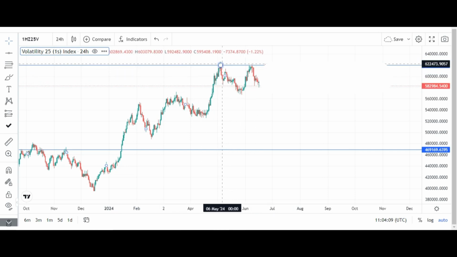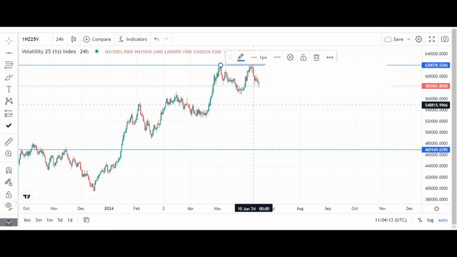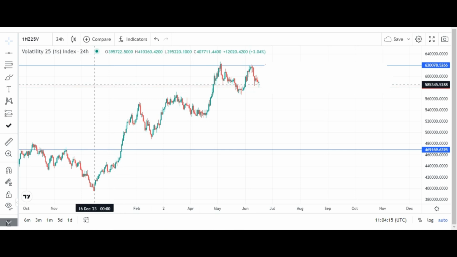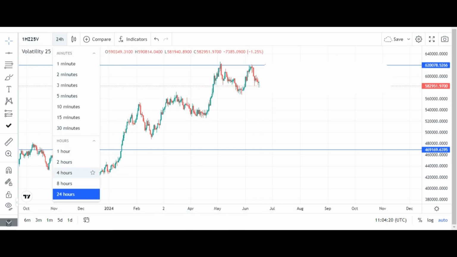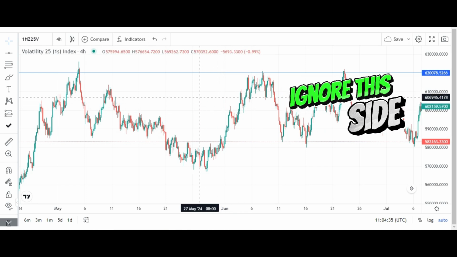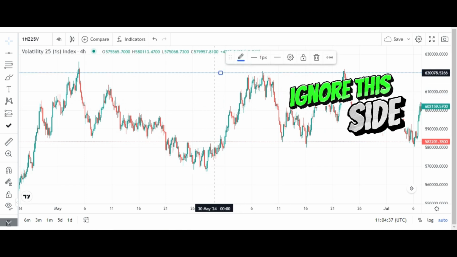We see the market touched this point, touched that point. Then we draw our line right here, saying this is our support because the market has touched it twice. With that being said, we then go down to our, let's say, 4-hour time frame. We get a better view.